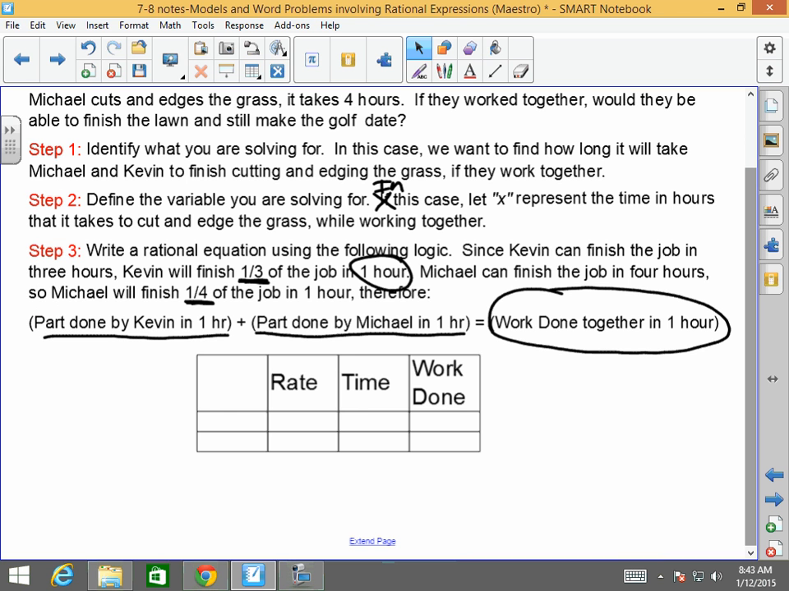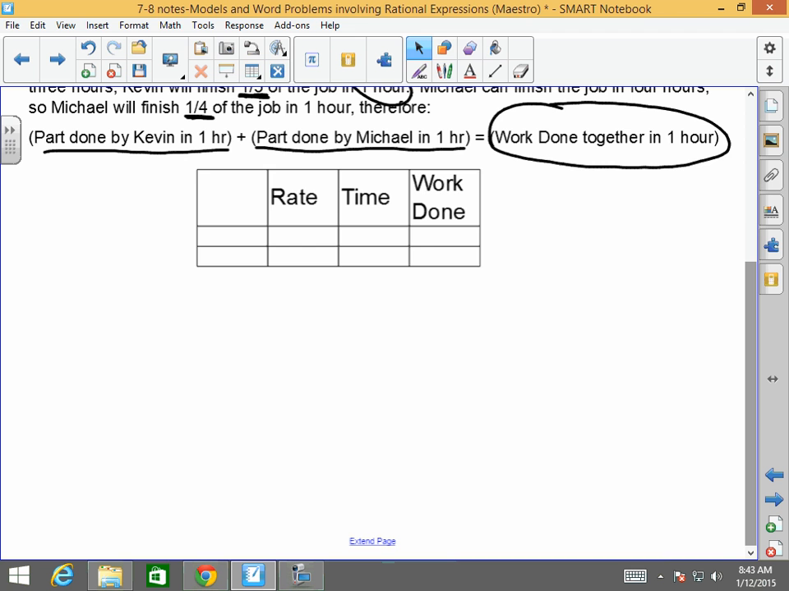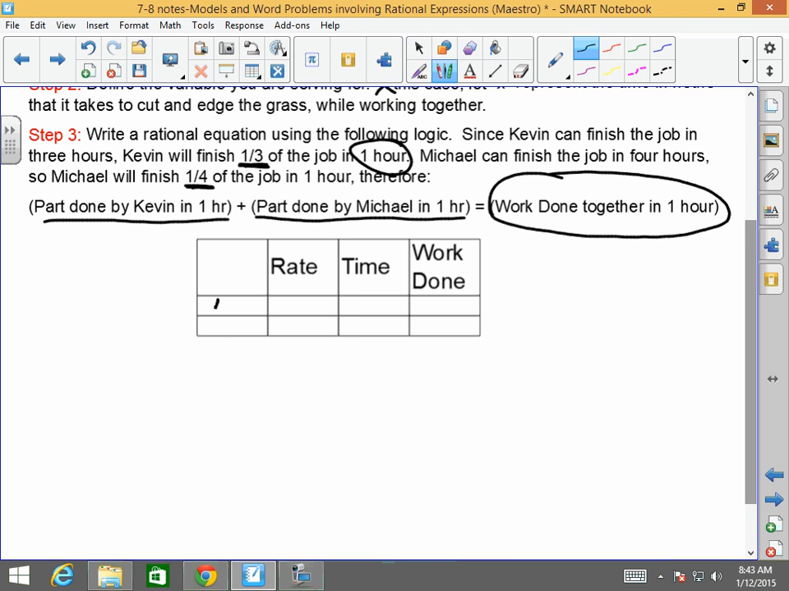Almost. Okay? Pretty much, but watch the way we do it. Just like always, we're going to set up a table. So I've got Michael and I've got Kevin. Michael can finish the work in 4 hours. So his rate, in 1 hour, he can do 1/4 of the job. Kevin can complete the whole job in 3 hours, so he can do 1/3 of the total job in 1 hour, okay? The time here, we don't know how much time it's going to take for us to actually get the work done. So x and x. Why do they both have the same time? Because they are working together. They're going to start at the same time. They're going to finish at the same time.